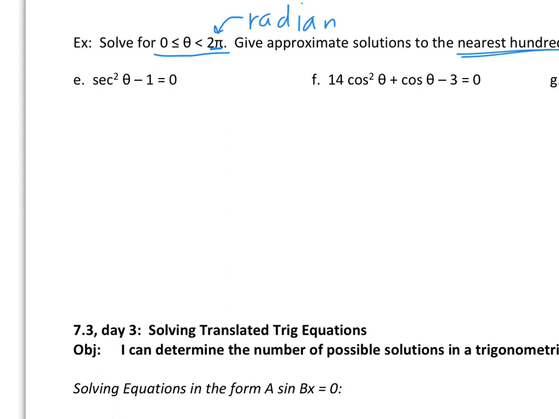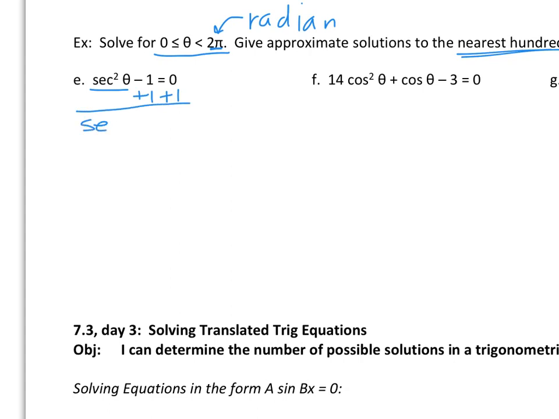Now for E, F, and G, we just want to decide, are we following the idea of step 1 or the idea of step 2? In example E, we have secant squared theta minus 1 equals 0. We just have a squared term. We don't have a linear term. What that means is we just want to isolate that squared term. To do that, I'm simply going to add 1 to the other side.